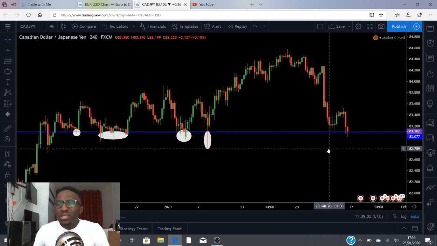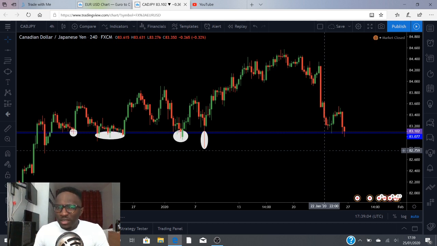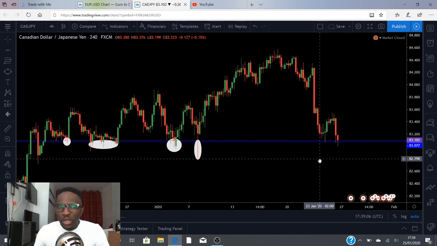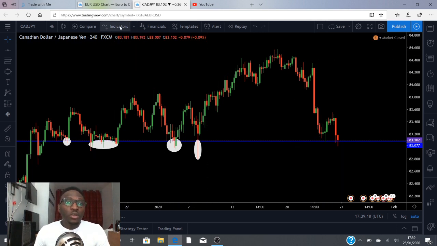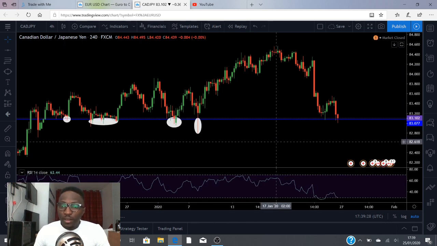But we can still go a little deeper on our analysis, can't we? I think we can do that. So again, based on your knowledge of indicators, if you know how to use indicators, then you can try and see if you can find another reason why this could be a good trade. So we'll bring in our indicator. I usually use the RSI. That's the only indicator I use anyway, because I like it and it gives me good readings most of the time.